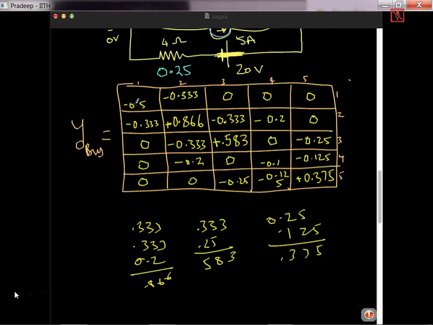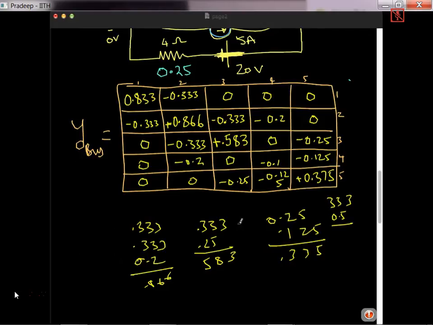Now coming to the first element, add everything. So 0.333 is there and then 0.5 is also there. So 0.833. I had temporarily written this, so I'll just delete this and then I'll put plus 0.833.